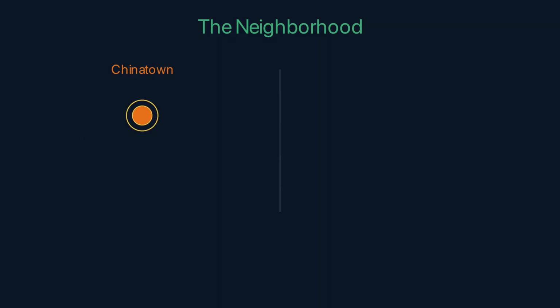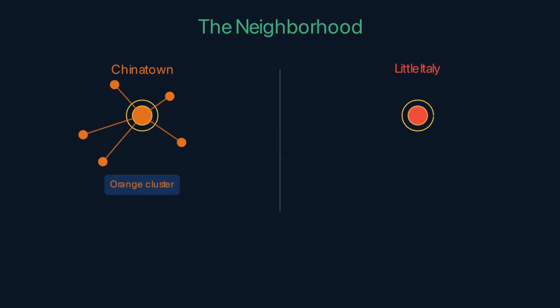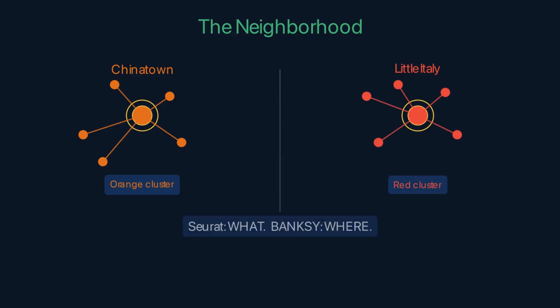Report both. Two Italian restaurants, same menu, different neighborhoods. Seurat tells you what a restaurant is. Banksy tells you where it belongs. The menu defines the cuisine. The neighborhood defines the role. In spatial transcriptomics, both matter.